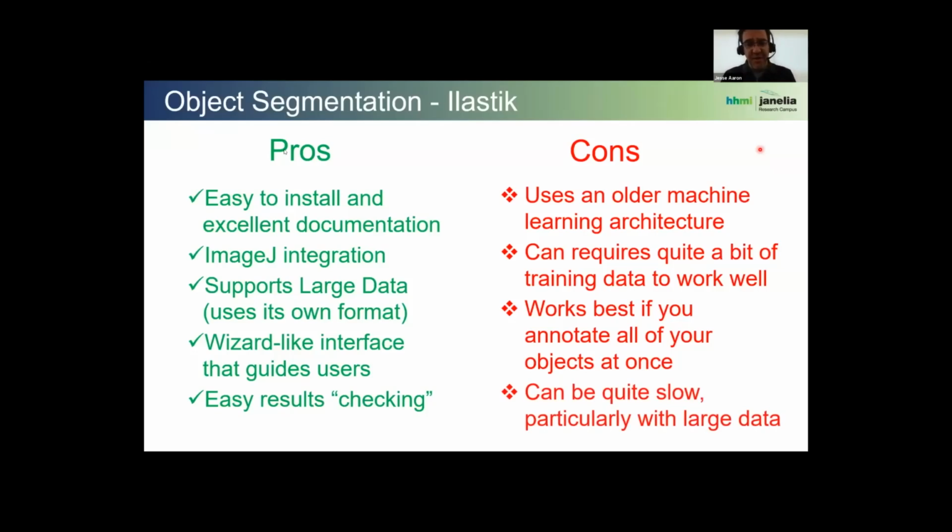And lastly, it can be particularly slow, again, because of the older architecture that it uses. So with large data, it can take quite a long time for it to spit out the results that you're interested in, just from a computational point of view. So if you're interested in really, really fast iterations and trying to iterate your way through a machine learning workflow with large data, Elastic is not always an easy way to do that, but it is extremely user-friendly.